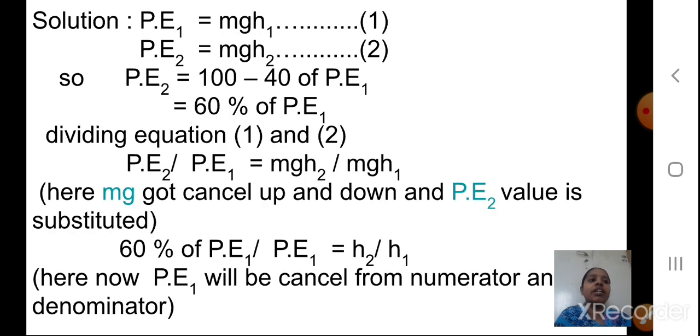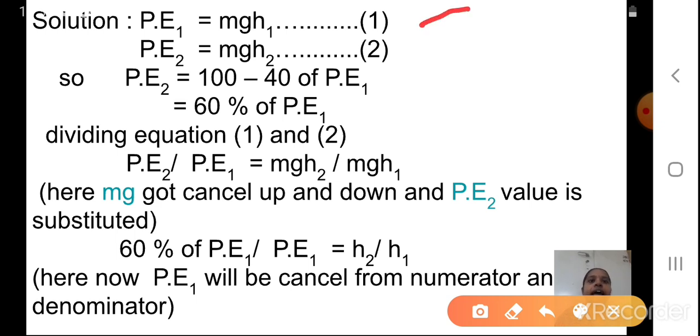Now what have we done? We have taken PE1 as mgh1, and PE2 as mgh2. Okay, h1 and h2, and PE1 and PE2. Now you know PE2 is reduced by 40%, right? So what will it become? We will do 100 minus 40 of PE1. 100 is the total potential energy, minus 40% it is reduced. PE1 is your original and PE2 is the rebounding potential energy. So it will become 100 minus 40, that is 60% of PE1.